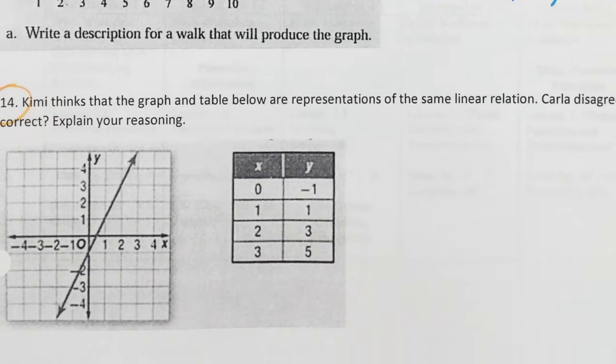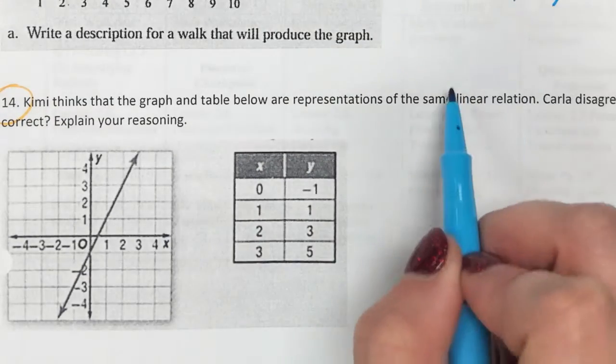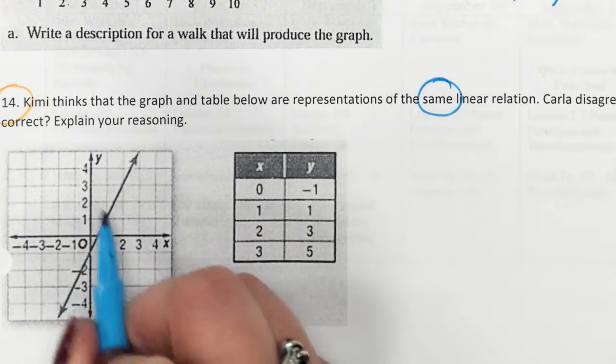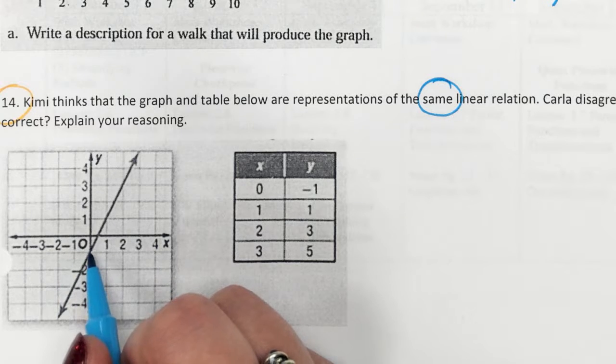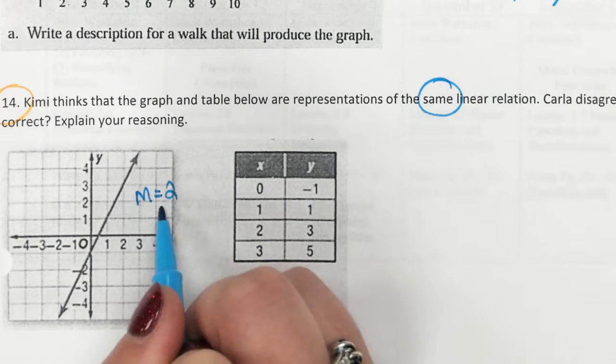All right, the last one down here. Kimmy thinks that the graph below and the table are representations of the same linear relation, okay? Carla disagrees with her. Which one's correct? Kimmy. How'd you know that? Because of the rate of change. What's the rate of change here? Positive 2. We went up 2. So slope equals 2 here.